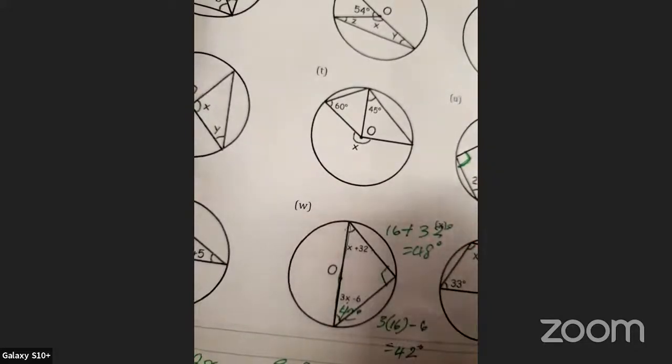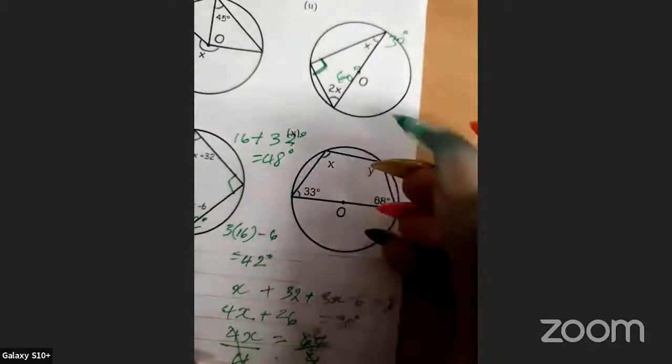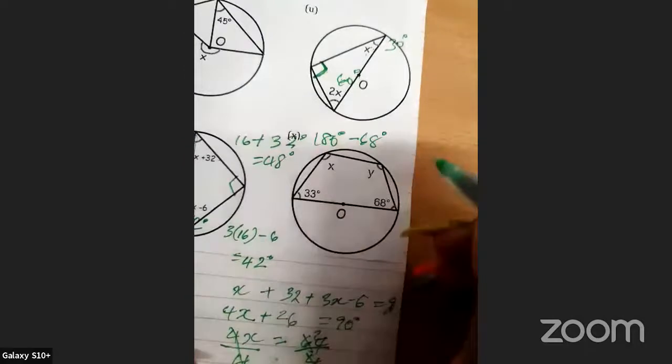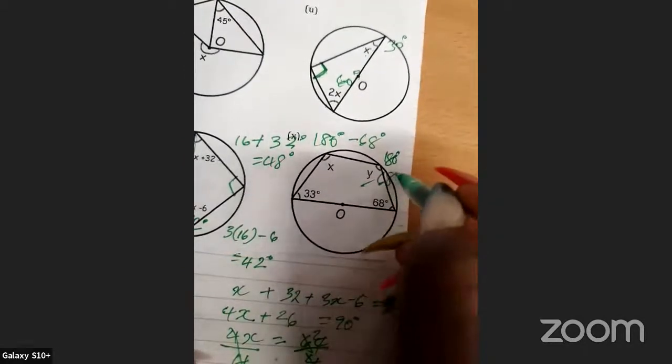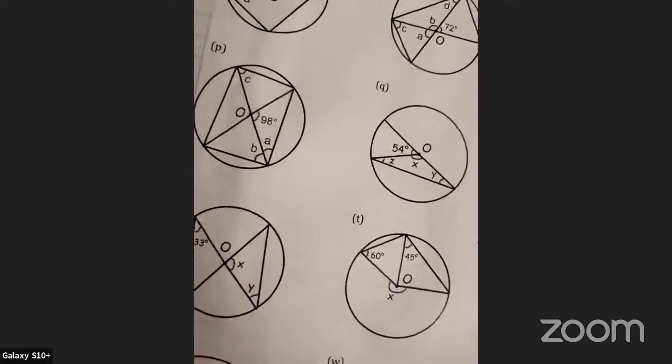All right, so that's it for that one. This is a cyclic quadrilateral. So for this one, you just do 180 degrees subtract 68 degrees. For this one, you do the same, 180 degrees subtract 68 degrees. All right, the others should be quite simple.